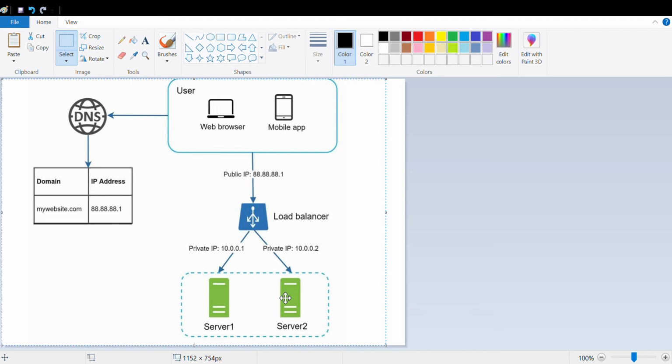This diagram is taken from the book System Design Interview by Alex Xu. So coming directly to the diagram, in this diagram we are using a load balancer between the user and the servers, and you can see that the users are connected via public IP to the load balancer. That is, the users are requesting via the load balancer using a public IP address. Whereas for better security, the web server and the load balancer are interacting among themselves via a private IP address.